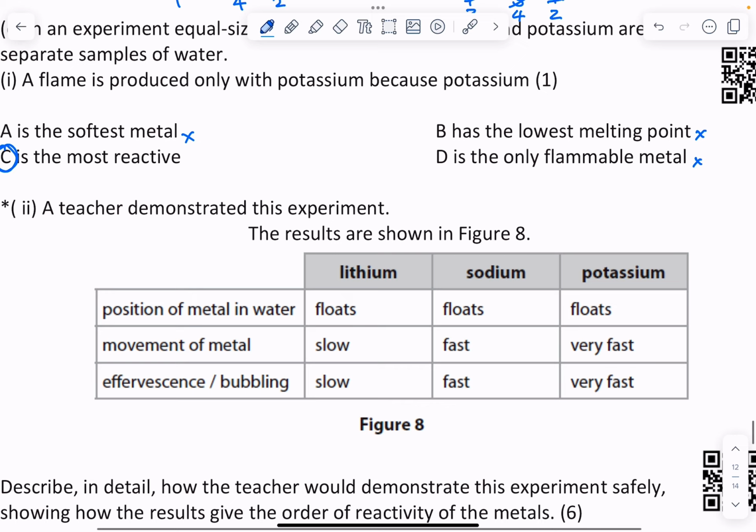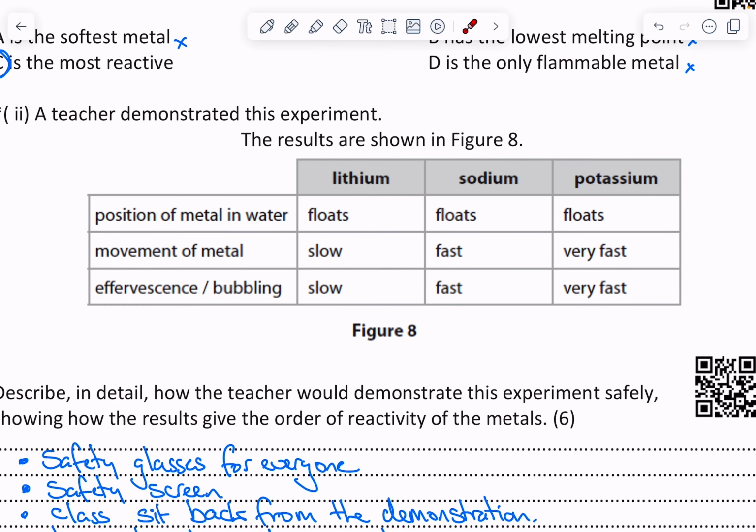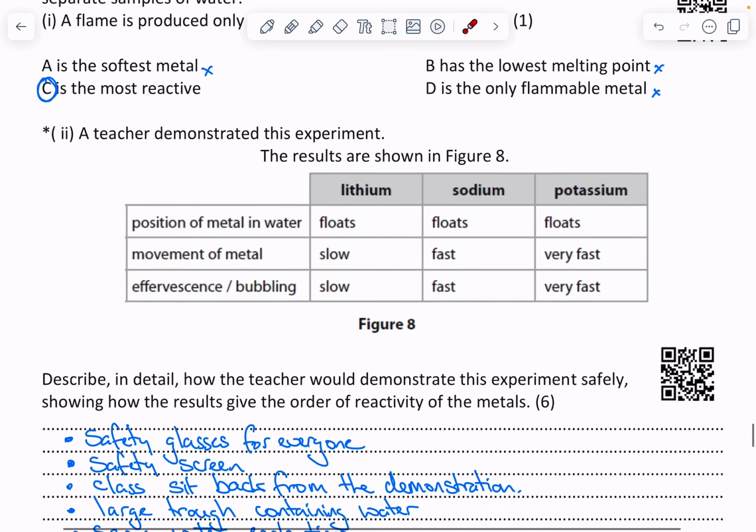Okay, this next one is a continuation of the experiment. So the teacher has demonstrated it, and you've got a set of results here, which is describing the way the metal sits in the water, the way it reacts, and how much bubbling it produces. Remember, bubbling means it's producing a gas. Describe in detail how the teacher would demonstrate this experiment safely, showing how the results give the order of reactivity. Okay, so in this question, there are just two parts to this. First part is how we're going to do it safely, and the second part is let's show the results.